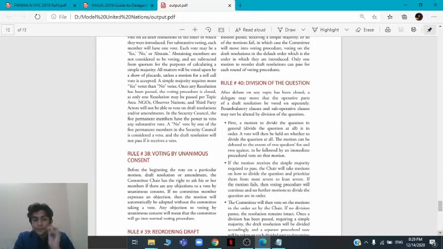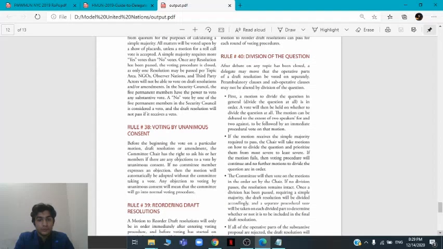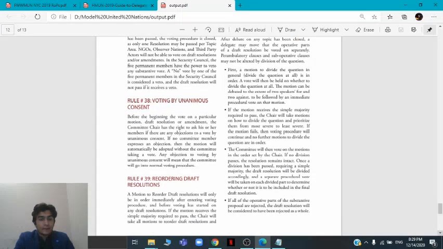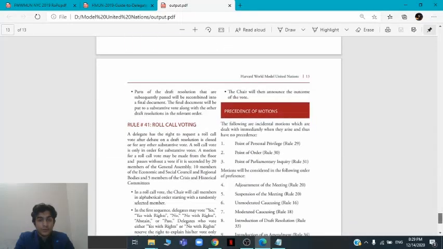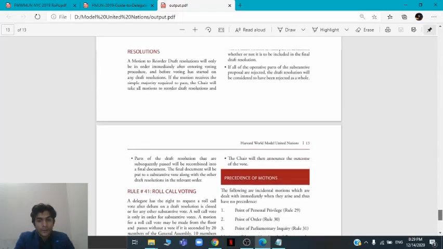Now there is also the matter of how the draft resolutions are voted on in a committee. There is voting by unanimous consent, number one. Secondly, we have reordering draft resolutions. Thirdly, we have division of questions and roll call voting. One type of voting is also missing, which is known as placard voting, right?